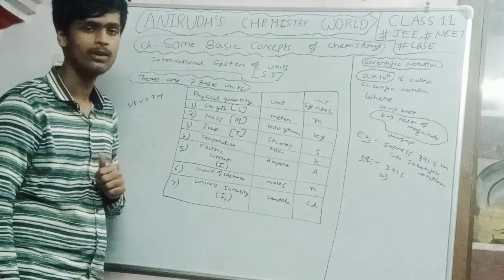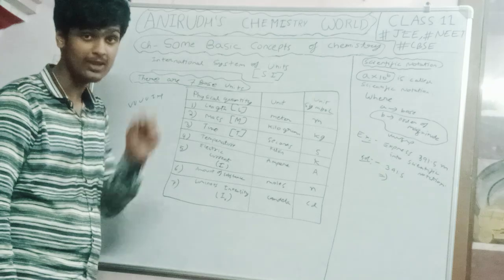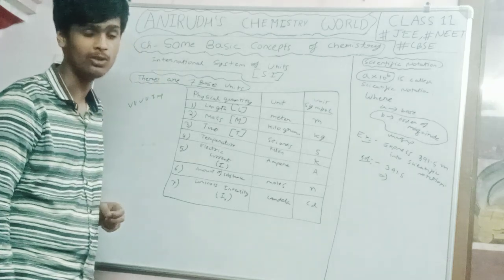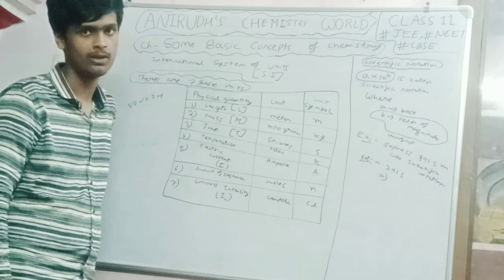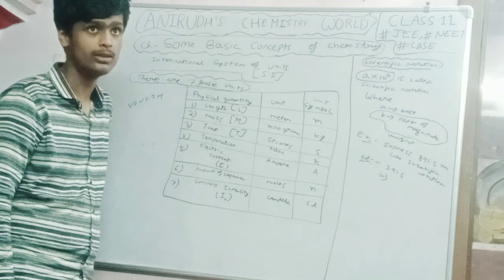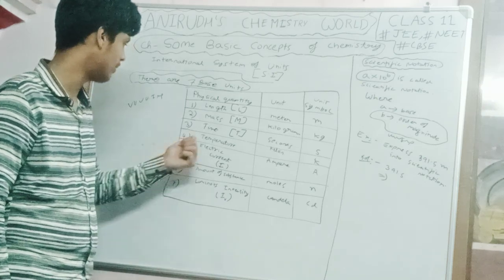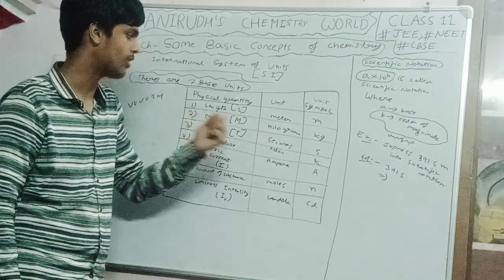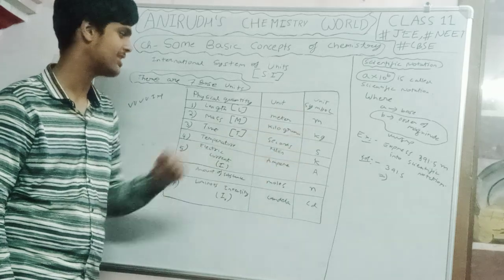And temperature: you will have the SI unit as Kelvin. Always, in chemical labs, you will have thermometers. There you will not see Fahrenheit or Celsius; you will see Kelvin only. So temperature is always expressed in the unit Kelvin, and Kelvin is symbolized as K.